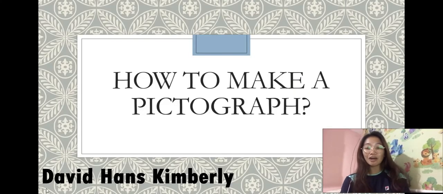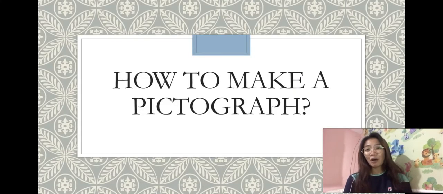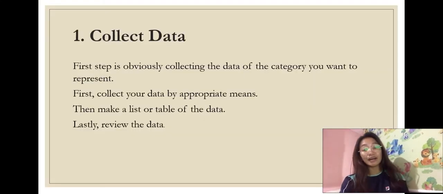Now, we are going to talk about creating a pictograph. So how do we make a pictograph? First step, obviously, is to collect the data of the category that we want to represent. So we need to collect the data by appropriate means and then make a list or table of the data and review it afterwards.